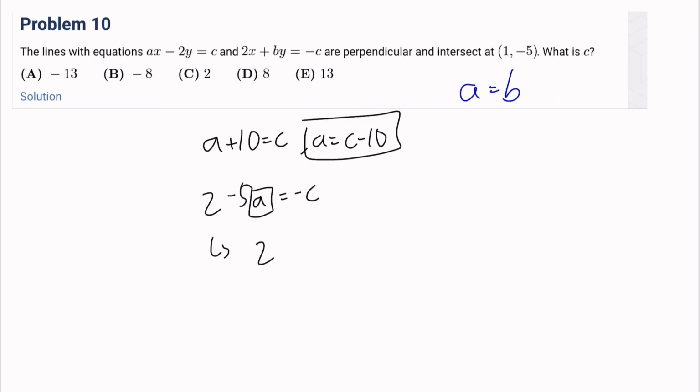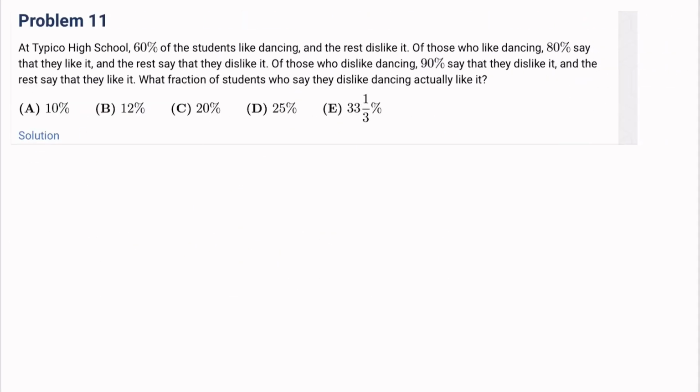A is c minus 10, we can plug that in here. So this will be 2 minus 5c plus 50, and this equals minus c. So 4c equals 52, c equals 13. The answer is E.